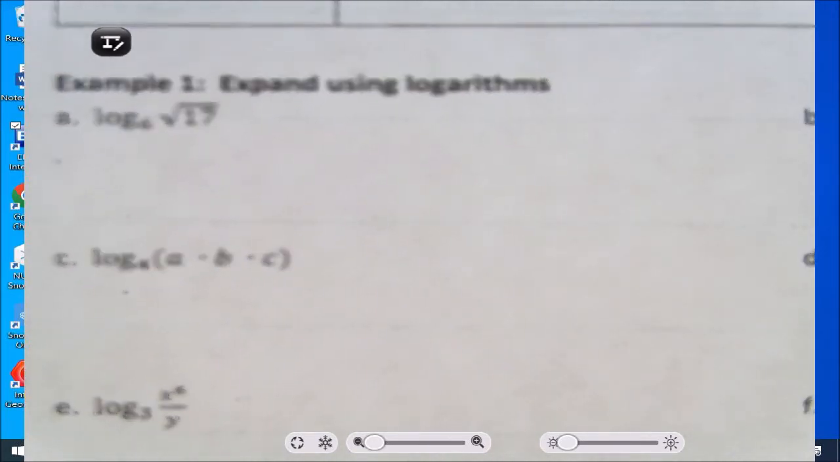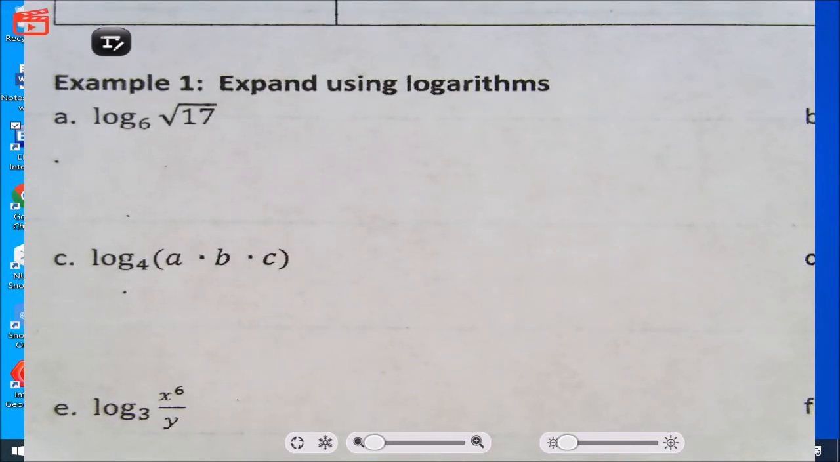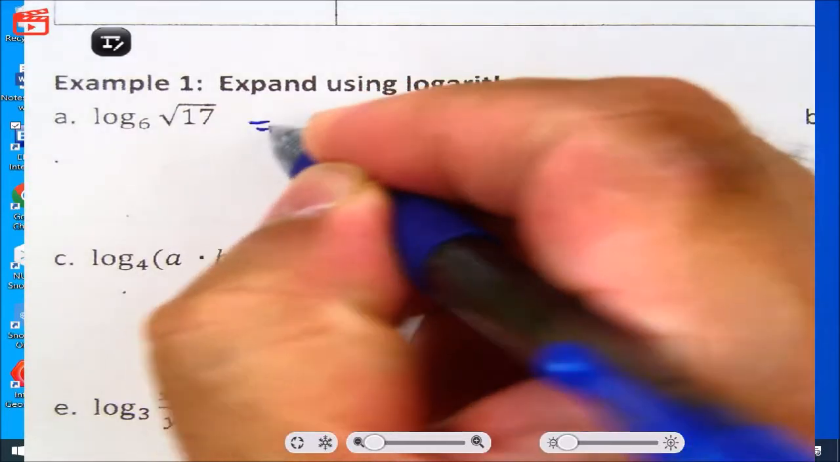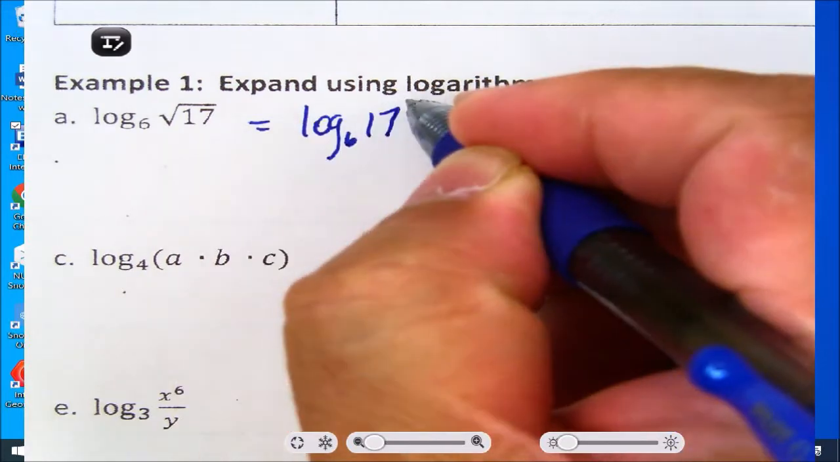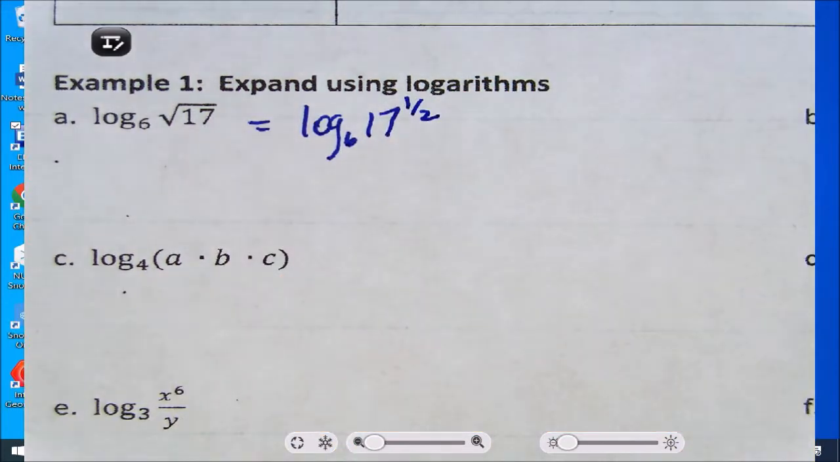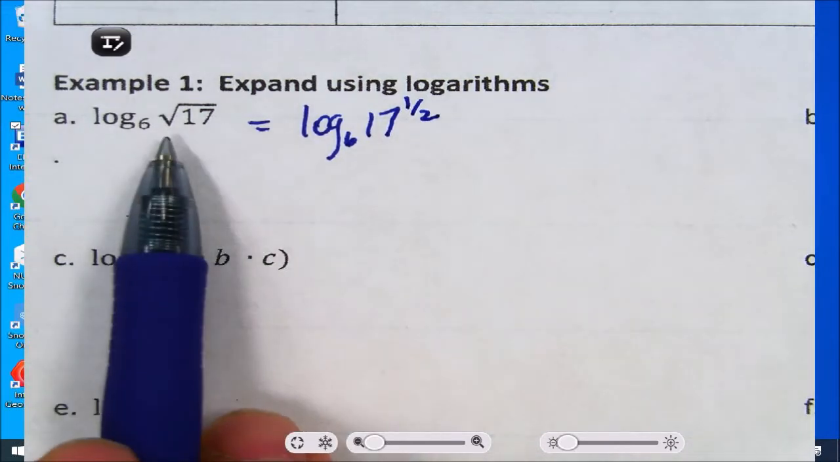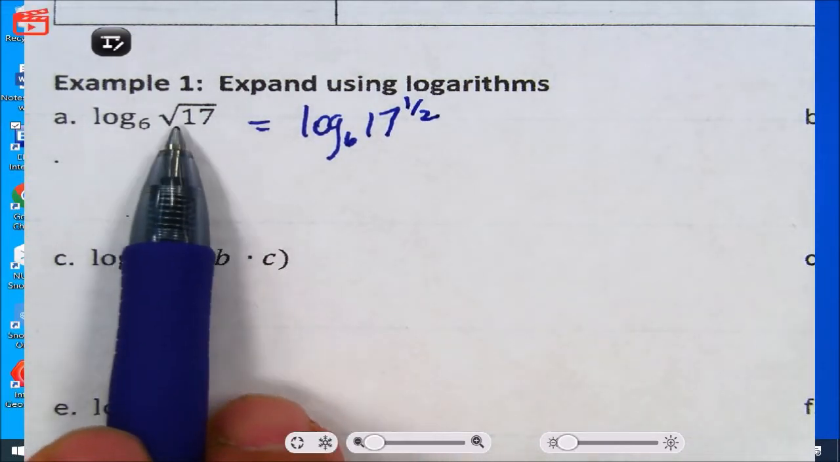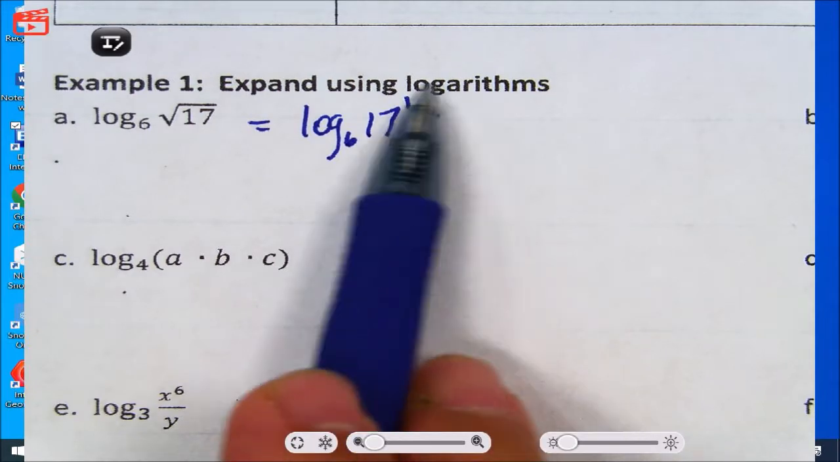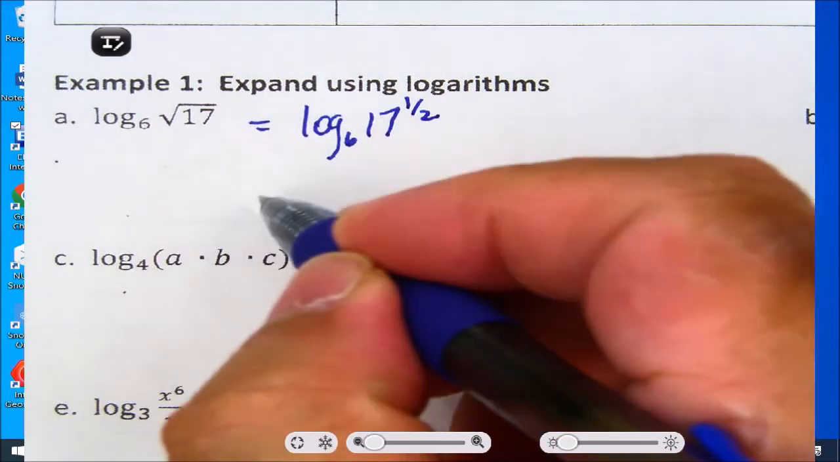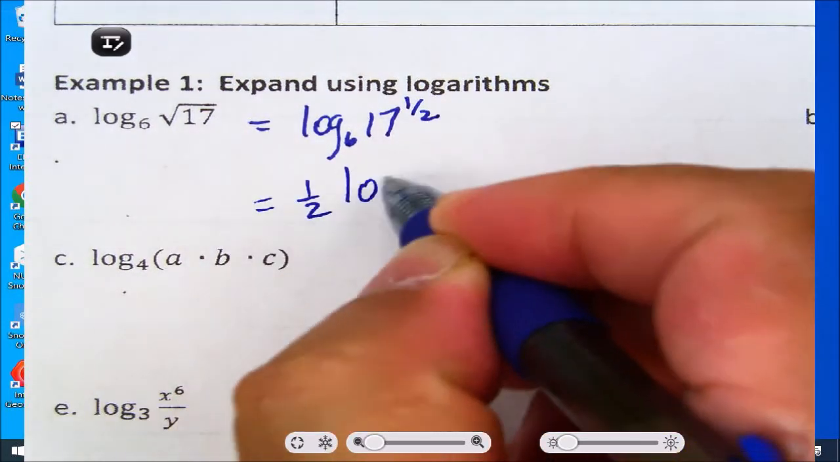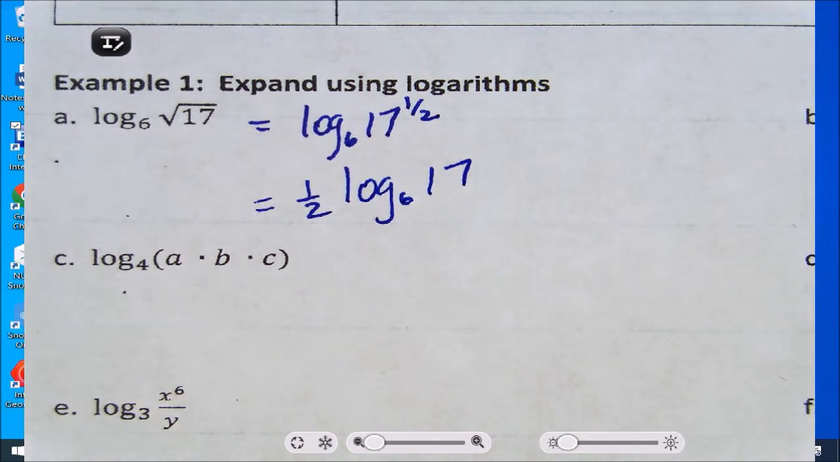Okay. So, do you remember what exponent a square root is? Well, all I'm going to do is rewrite that square root as an exponent first. So square root is 1/2. This is the one place where, if you don't see a number, you assume the number is 2, and that's going to be the denominator of a fractional exponent. Now, since that's an exponent, you're going to bring it forward as a coefficient. So it's 1/2 log base 6 of 17. That's all I am asking you to do.